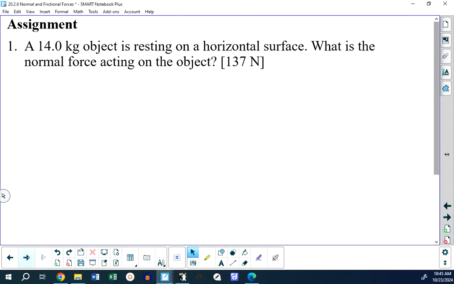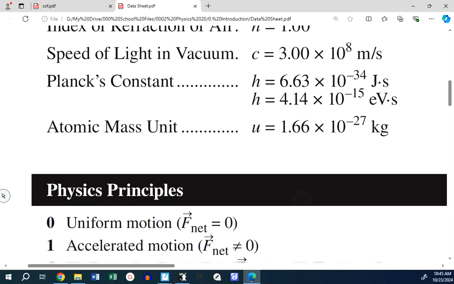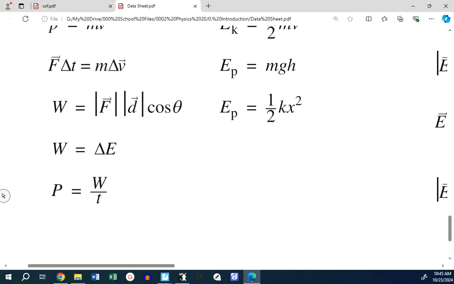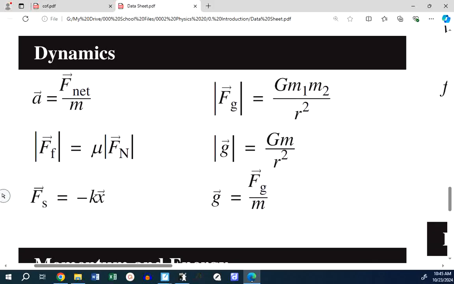This entire lesson is all about this formula, mu equals force of friction over normal force. Let's take a look at how it appears on your formula sheet. It will be under dynamics. So this is how it appears on your formula sheet. The magnitude of the force of friction equals mu times the magnitude of the normal force. You just have to remember, for a horizontal surface, the normal force has a magnitude that's the same as mg, the force due to gravity.